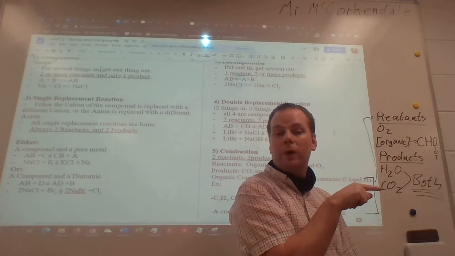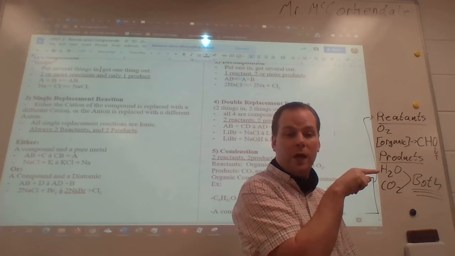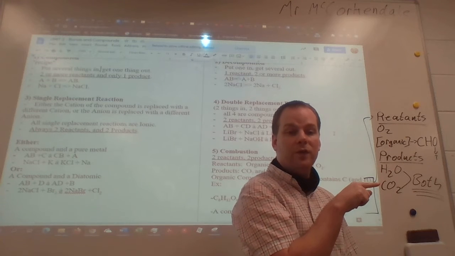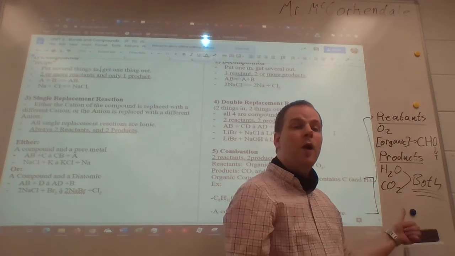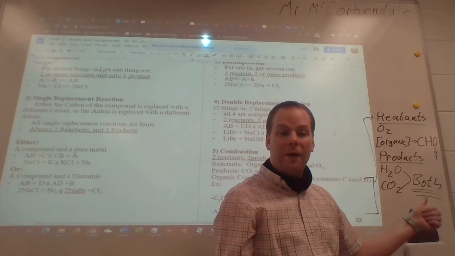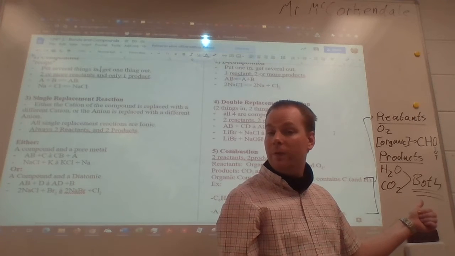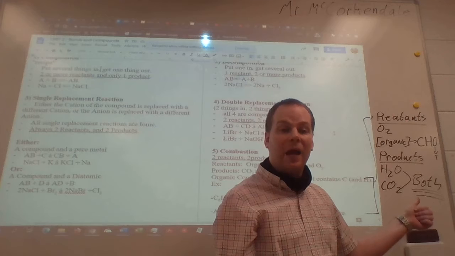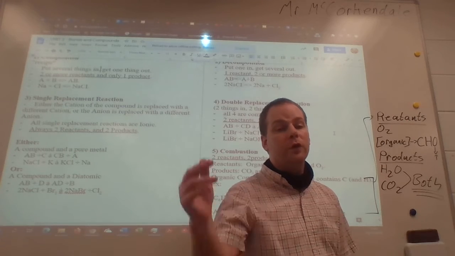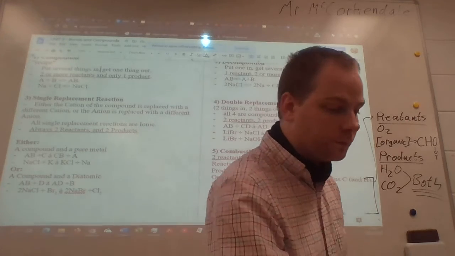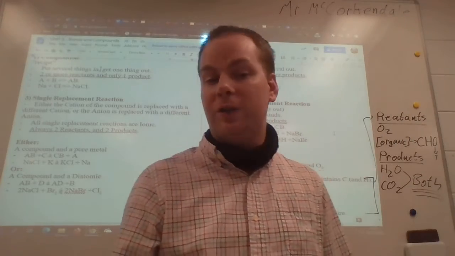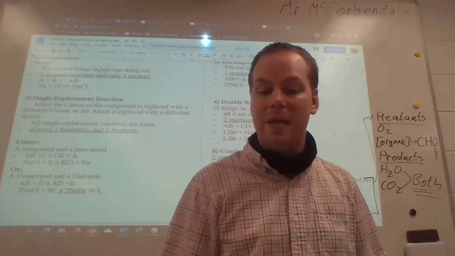The products for a combustion reaction are always H2O, water, and CO2, carbon dioxide. Both of them have to be present. If only one of them is present, it doesn't count. It has to be both. So look at what's left and identify your combustion reactions, CB.